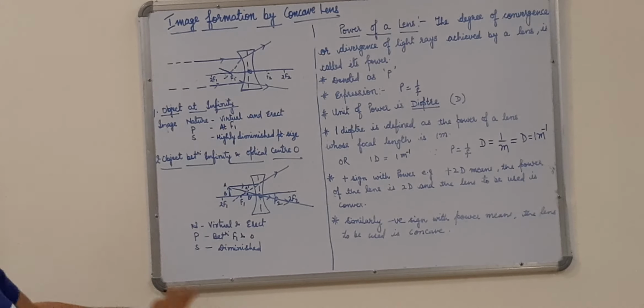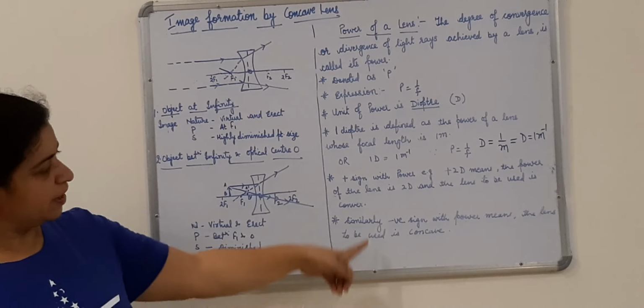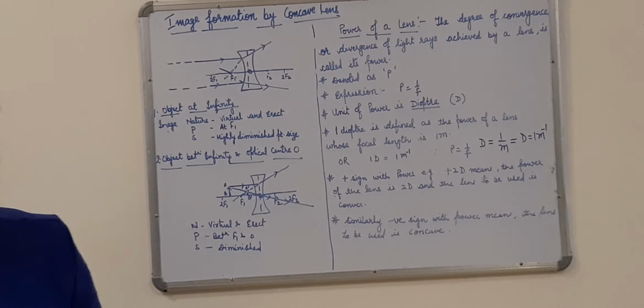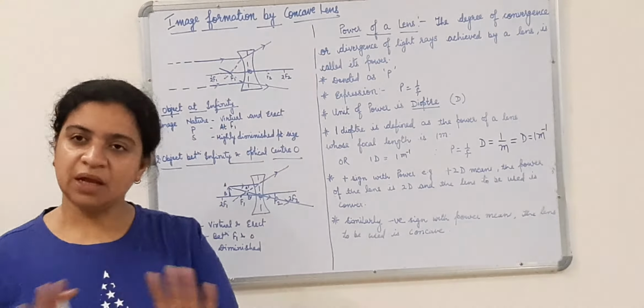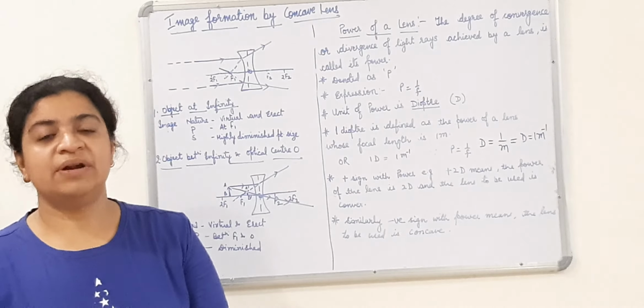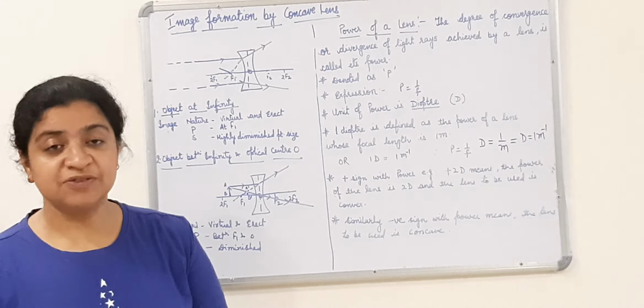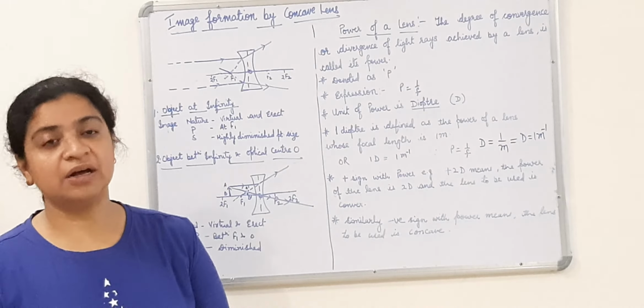So children, that is all about image formation by a concave mirror and the power of a lens, and the important points related to the power of the lens I have written here. Now the theory portion of this chapter is over. Next time I am going to start your numericals, the mirror formula and the lens formula to solve different types of numericals.